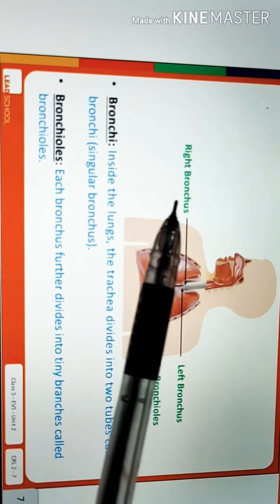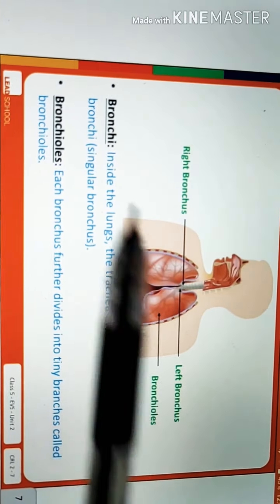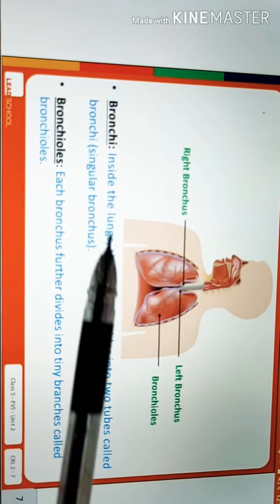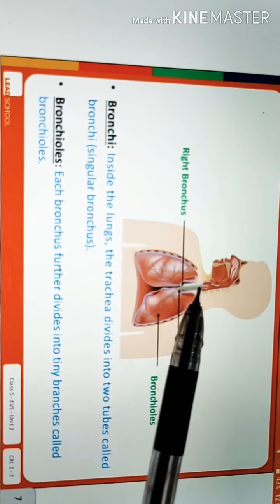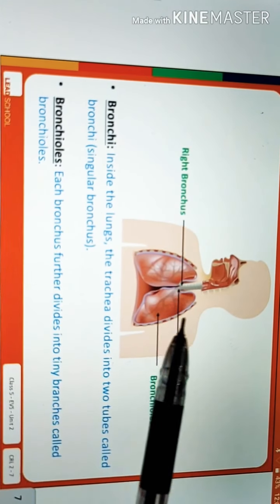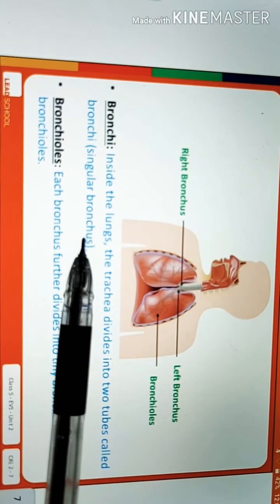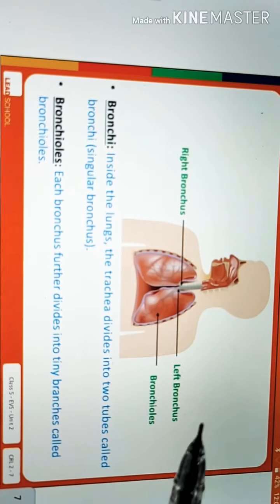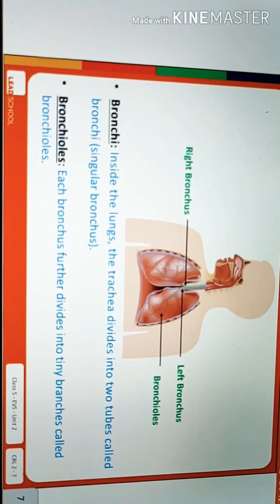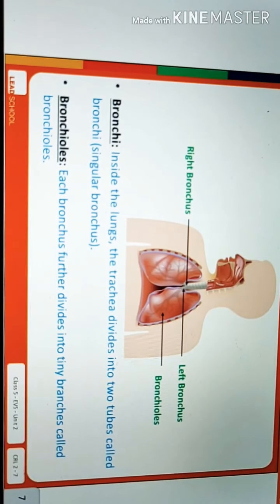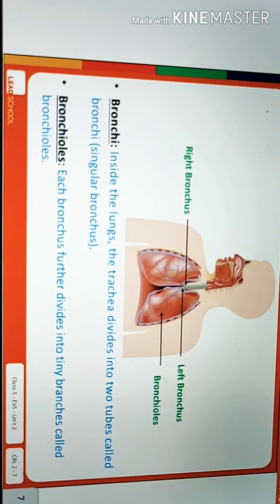Next is right bronchus, left bronchus and bronchioles. Inside the lungs, the trachea divides into two tubes called bronchi. In singular, we say bronchus: right bronchus, left bronchus. Now what are bronchioles? Each bronchus further divides into tiny branches called bronchioles.